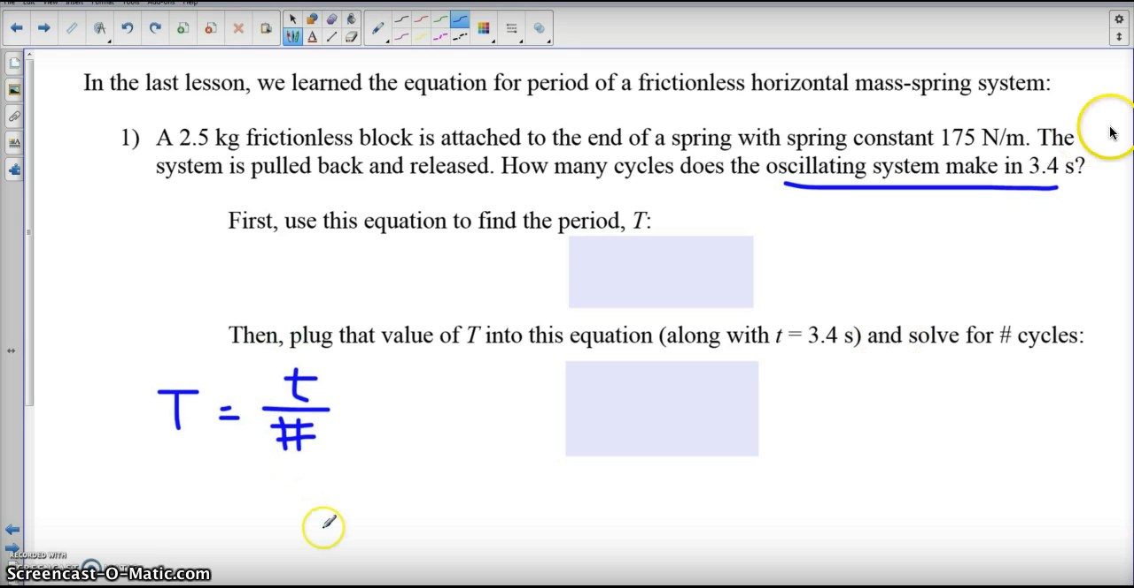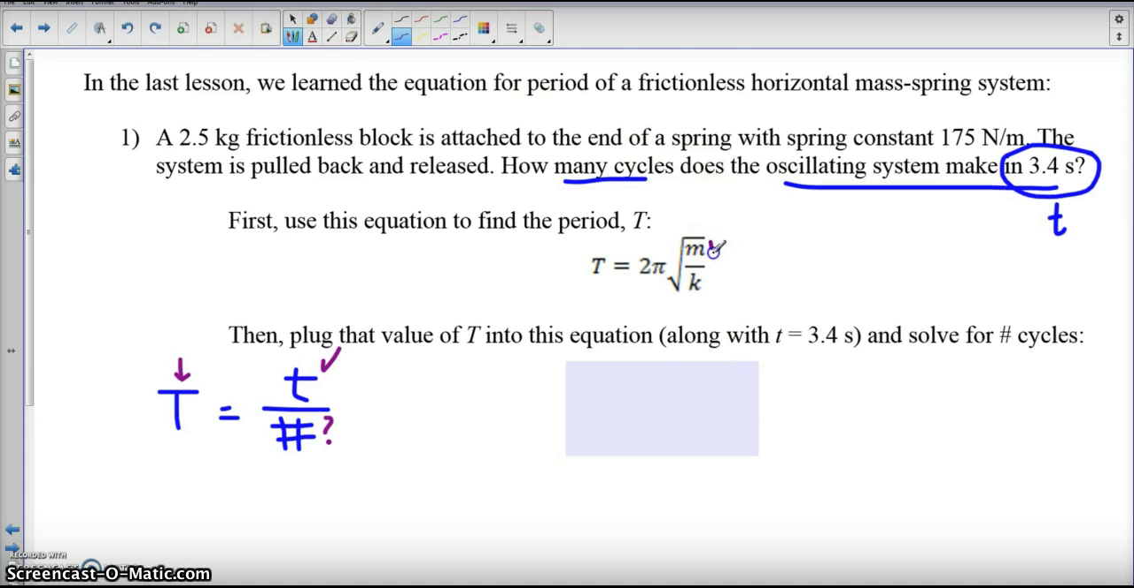Well, they didn't say that 3.4 is the time for one cycle. In fact, what they're saying is find the number that corresponds to this interval. So 3.4 is little t, right? So we're looking for how many cycles, which means we're looking for this and we're given this. But before we can calculate the answer for number, we need to first find capital T, the period. So how do we do that?